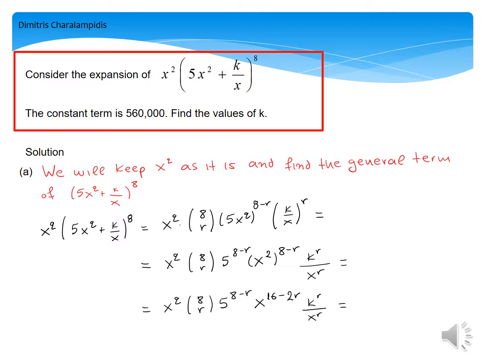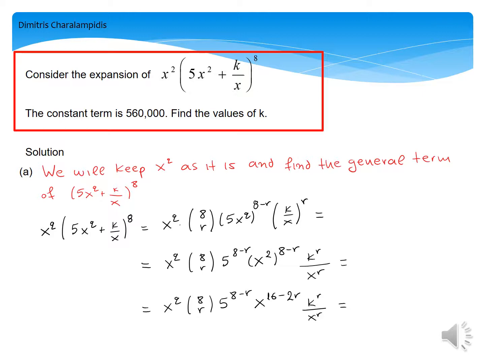What we're going to do in this exercise is keep x squared as it is and find the general term of the binomial (5x squared plus k over x) to the power of 8. So we begin by, as mentioned, keeping x squared and just applying the general term for the binomial, which is 8 choose r, (5x squared) to the power of 8 minus r, times (k over x) to the power of r. Next, we will apply some properties, mainly properties of powers, to lose the brackets.